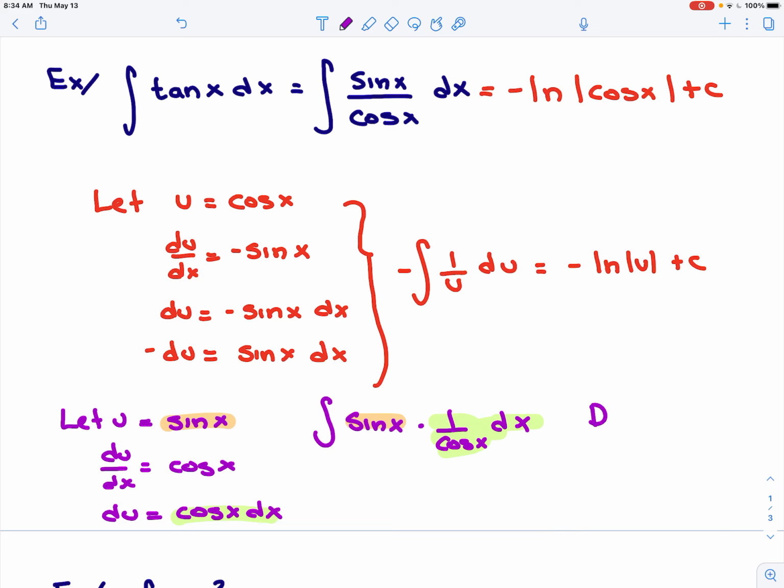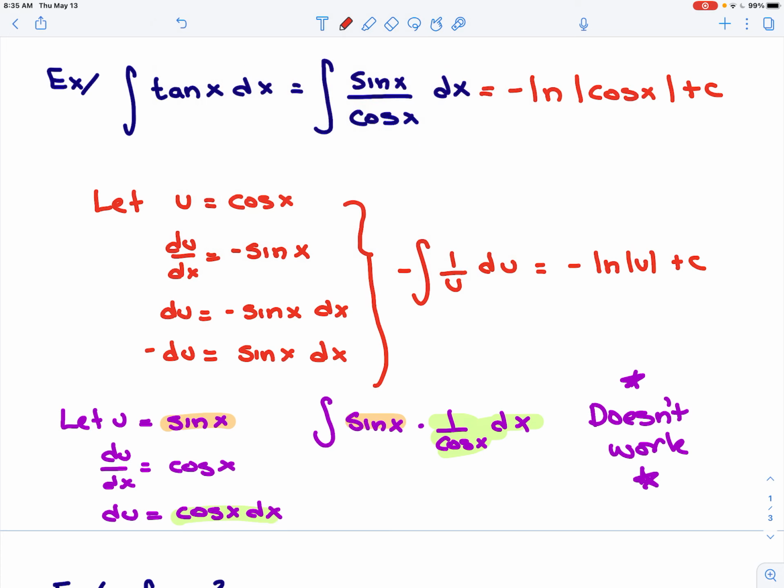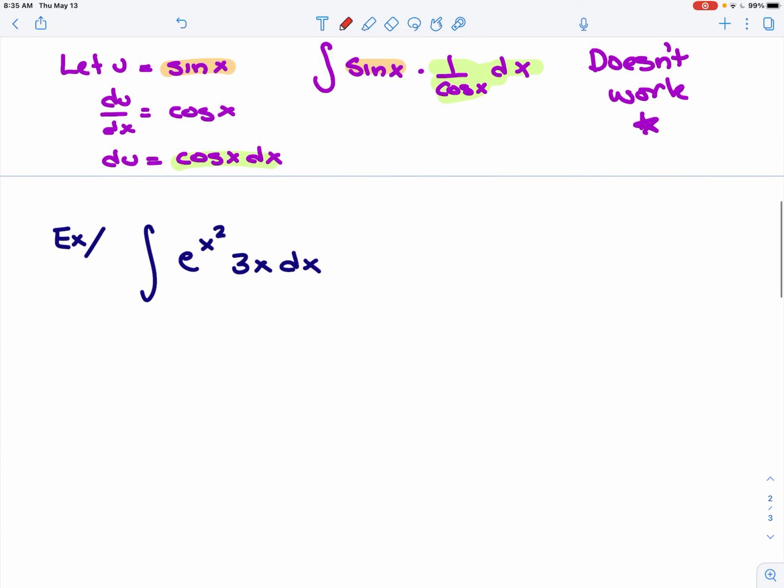So I can't replace it with du. So this doesn't work. So if you pick the wrong thing and it doesn't work, then you got to go back and pick a different u. Okay, if you have questions about that, just stop in and see me. All right, one more question here.